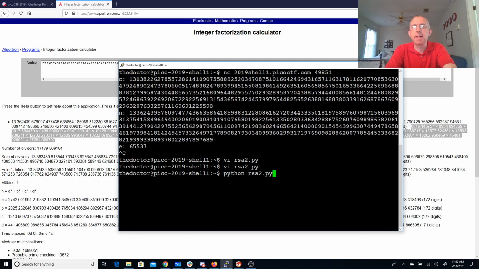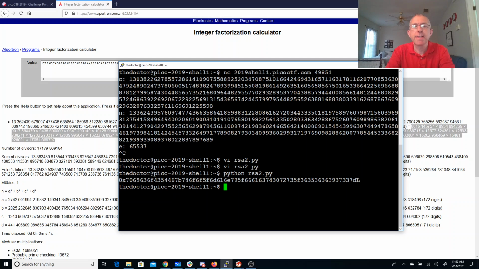Python rsa2.py. All right, so that looks like it did exactly what I wanted. So again, we were able to factor the number because the primes were much smaller. Phi of n was then computed for each of the primes. So phi of n was normally p minus 1, q minus 1. But for us, it'll be p minus 1, q minus 1, r minus 1, s minus 1, all of the primes minus 1 multiplied together.